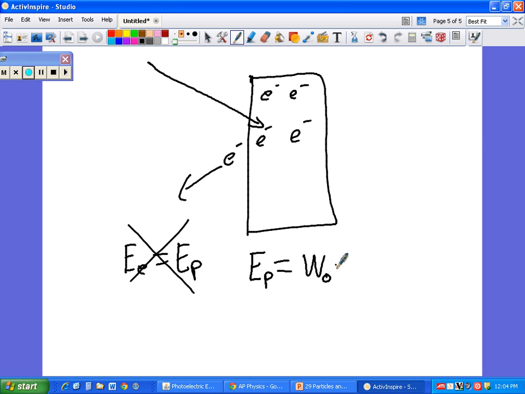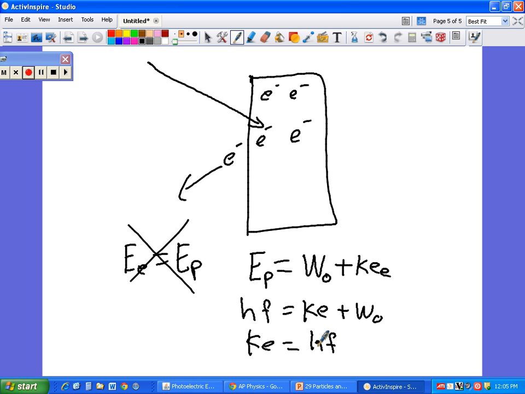Then to that, you add the kinetic energy of the electron, and that will give you the total energy of the photon. Now, we said the energy of a photon is what? h times f. So h times f should be equal to the kinetic energy of the electron plus the work function. Or you could say the kinetic energy of the electron is equal to hf minus the work function of the metal.